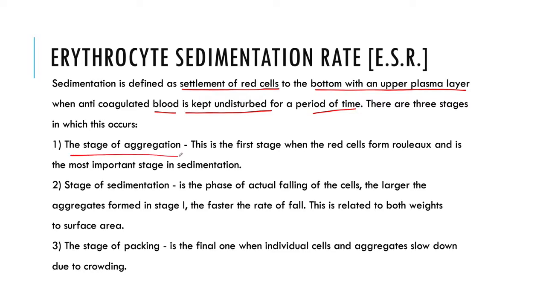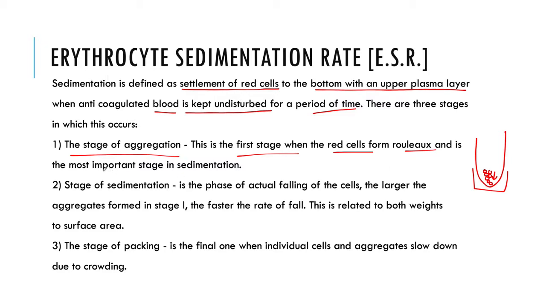The stage of aggregation is the first stage, when the red cells will form the Rouleaux. What is the meaning of Rouleaux formation? When the RBCs will be settling down, they will make a structure like that. One RBC will be joined with another one and they will stack together in the downward direction. So this kind of formation is called the Rouleaux formation.